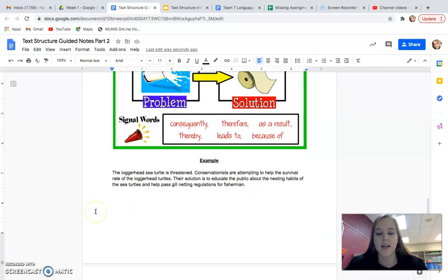Let's look at our example text. See if you can figure out what the problem is and then what the solution might be. The loggerhead sea turtle is threatened. That sounds like a problem to me. Let's see if it tells us some ways that we can fix that. Conservationists are attempting to help the survival rate of the loggerhead turtles. Their solution, ding ding ding, keyword, is to educate the public about the nesting habits of the sea turtles and help pass gill netting regulations for fishermen.